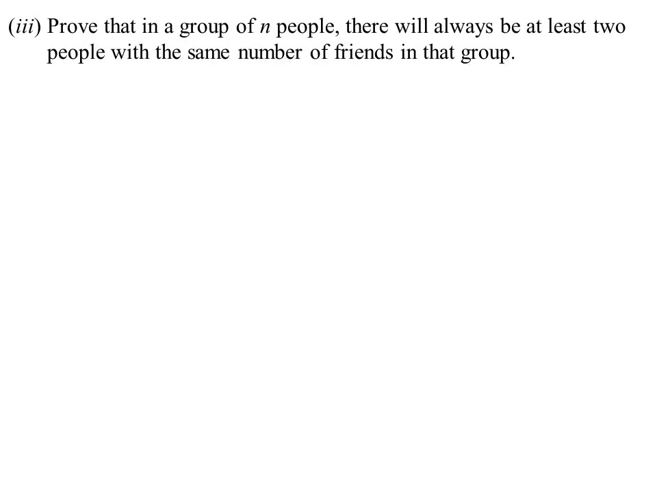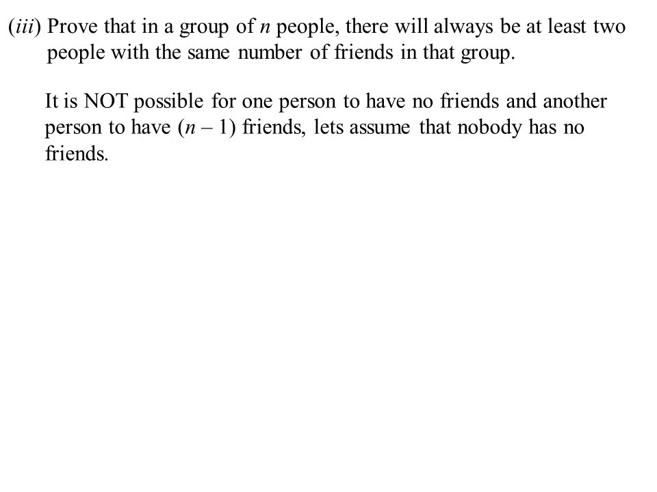We're going to prove that in a group of n people, there will always be at least 2 people with the same number of friends in that group. Right, so some might have 1 friend, some might have 2 friends, some might have 3. But there will be at least 2 people that have the same number of friends. Now let's think about this. It would be impossible for one person to have no friends and another person to have n-1 friends.